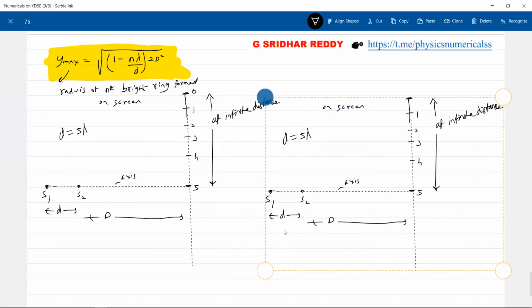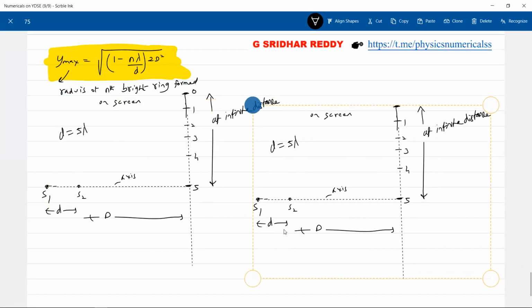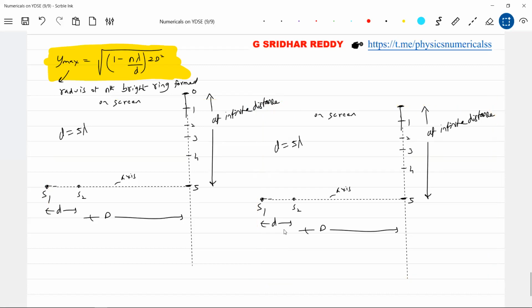These are the things which are there in numericals. So you have to be very, very careful about the application part. Now a student will make it 7 lambda by 2. So what do you expect here now? At the axis, what will be noticed?